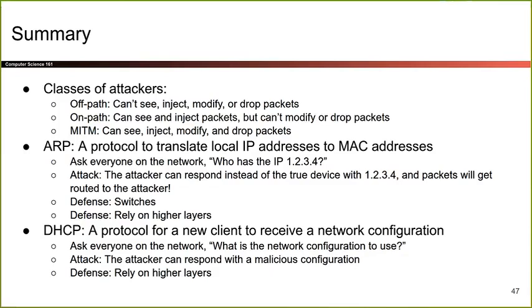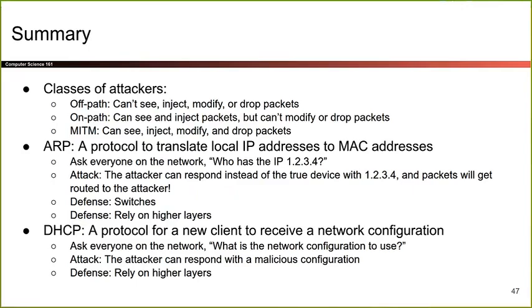So Alice says, who has this IP? Bob is supposed to answer, but maybe Mallory will also answer with a fake response. And if Mallory's answer gets there first, then now Alice will accept Mallory's IP address to MAC address mapping, and all the packets get sent to Mallory first. There are two defenses. One of them is switches. So ask a switch to forward the packets to the right place for you, or just rely on higher layers, or use ARP Watch, which is a tool for seeing if anything suspicious is happening on the network.